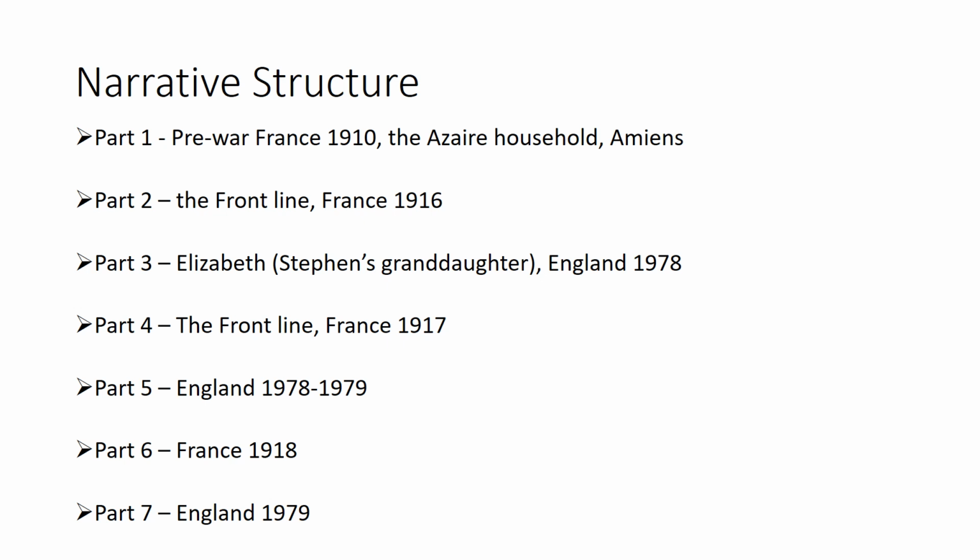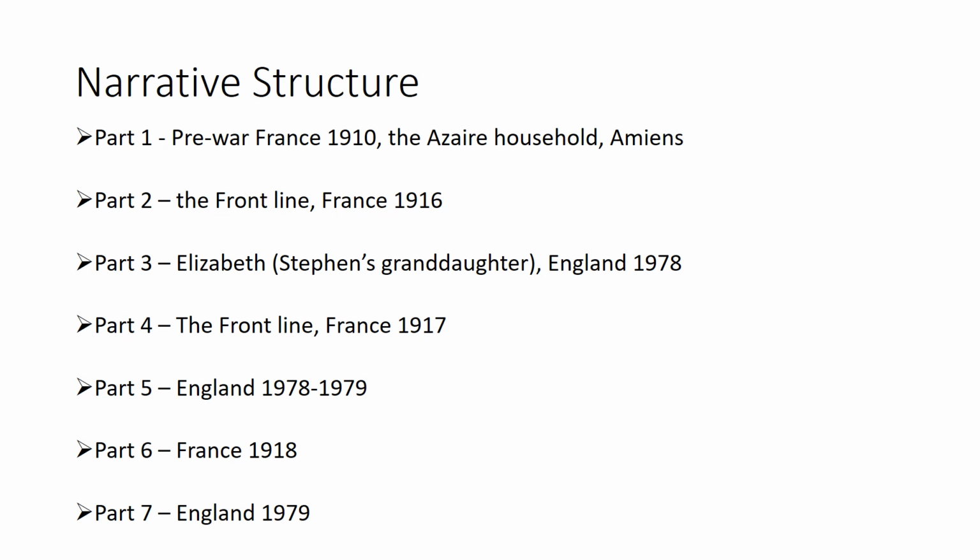We start in France, in Amiens, in 1910, and Stephen is staying with the Azaire family as part of an exploration into some work that he's doing, and he ends up having an affair with the wife of Mr. Azaire, the head of the household. After their separation, we go to part 2, and it's France 1916, and this is the war section of the novel. We're on the front line now.